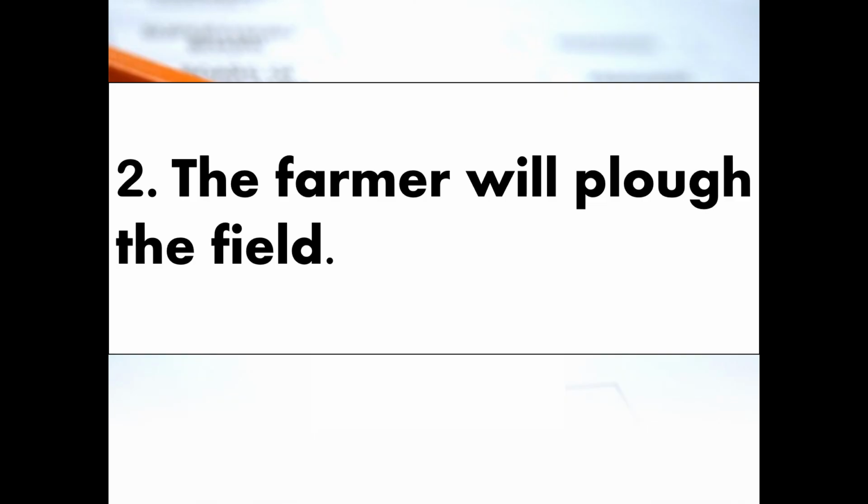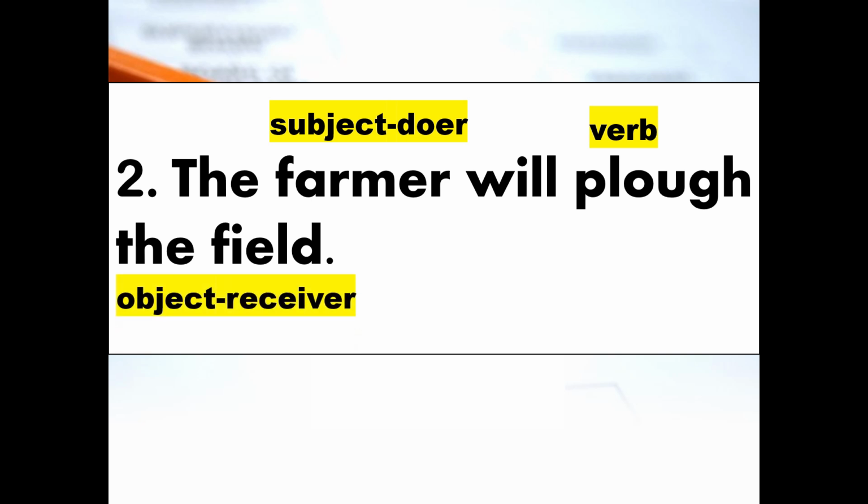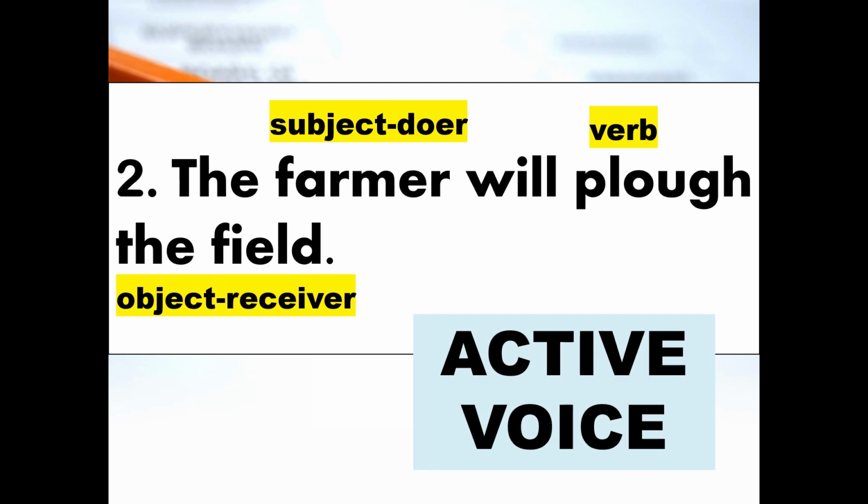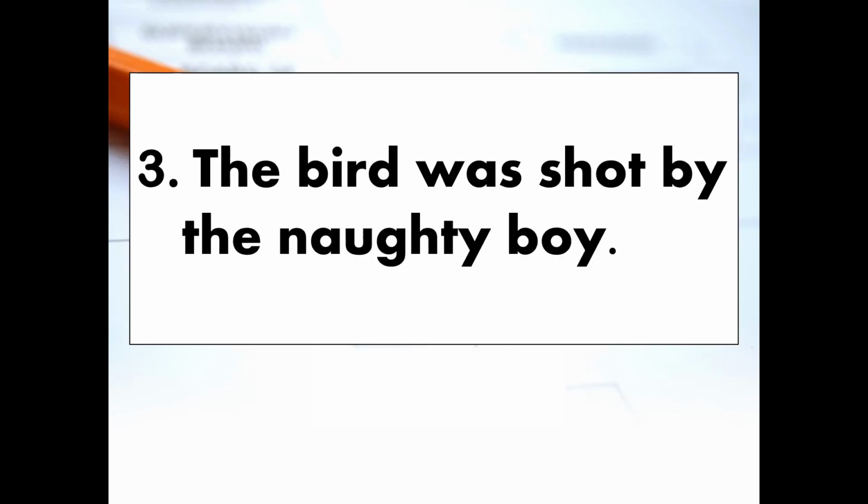Now let's have number 2. The farmer will plow the field. Okay, so who do you think is the doer? Yes, the farmer. And our verb is will plow, since it's still future tense. And then our object, the receiver, is the field. So this is obviously active. Next sentence is, the bird was shot by the naughty boy.